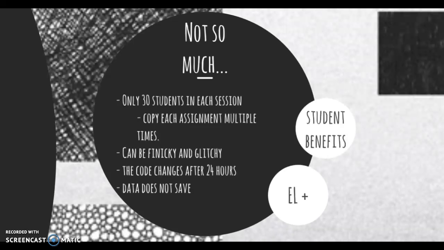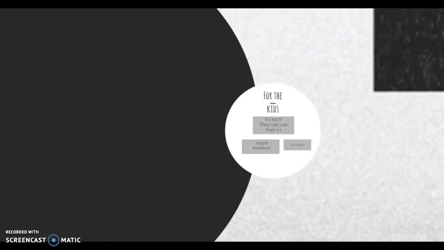The things that I was not a big fan of is the fact that only 30 students at a time are allowed in each session, which made us copy each assignment multiple times. We do have larger classes, and so trying to get the same quiz in was kind of a pain. And then the code changes after 24 hours, so if a student is absent, then they have to get a new code, not the one posted in classroom. And you also have to write down the scores right away or they disappear.